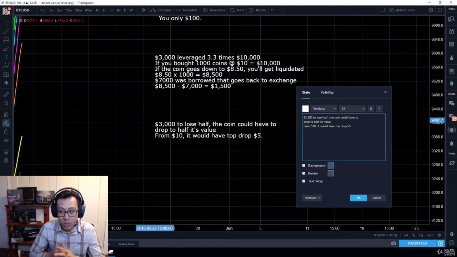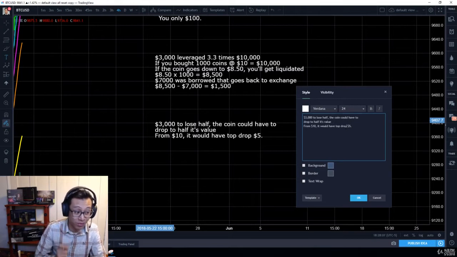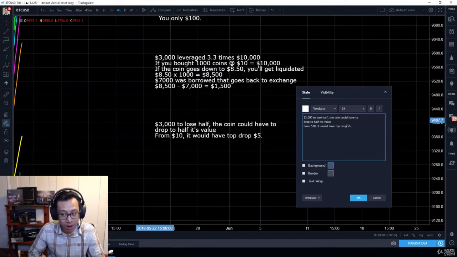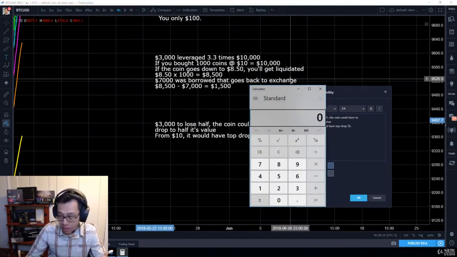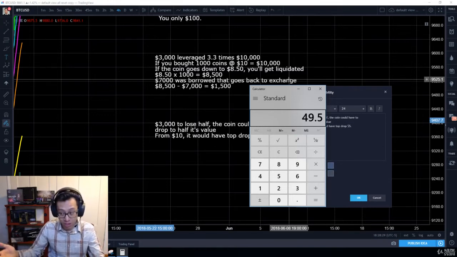It only needs to drop about 15% of its value for you to lose half of your money. Because you have to keep in mind that 15% of the value, whatever you're playing, is actually multiplied by a factor of 3.3, right? So 15 times 3.3, I'm just going to get a calculator out. 15 times 3.3 is about 50% of your money.